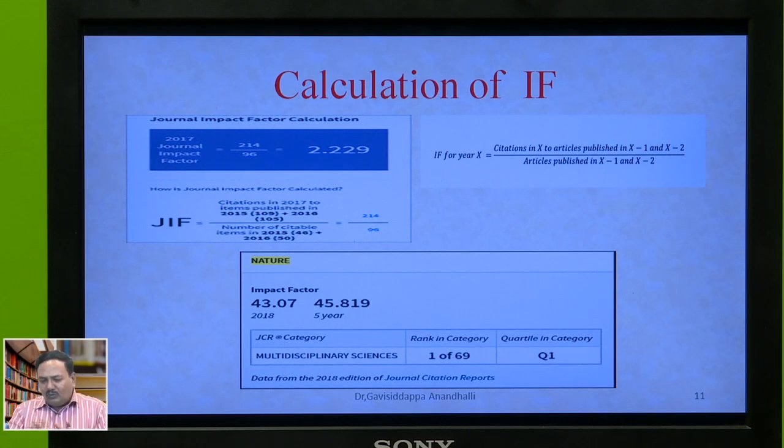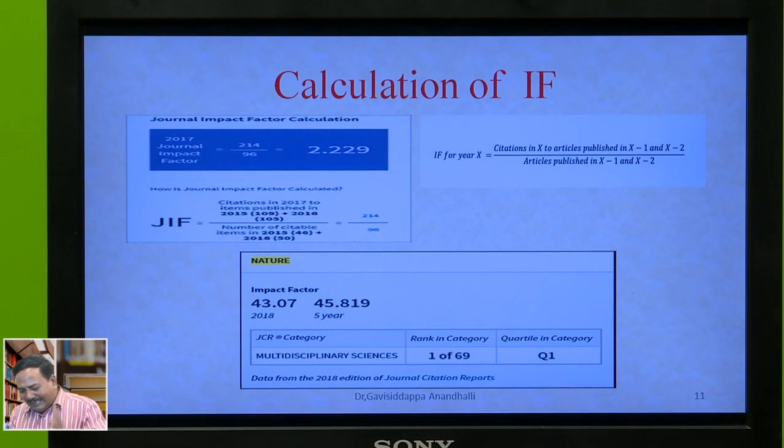In order to make it clearer, for the journal impact factor, the citations in 2017 for journal X: for the items published in 2015, it received 109 citations, and it received 105 citations for the items published in 2016, divided by the total number of articles it published, 46 articles in the year 2015 and 50 in the year 2016. Altogether, 214 divided by 96 gives the journal impact factor of 2.229.